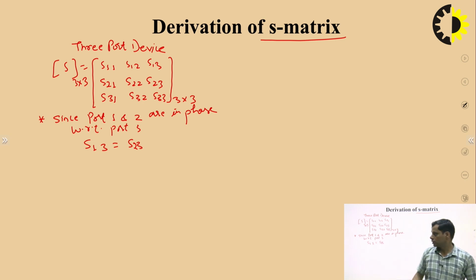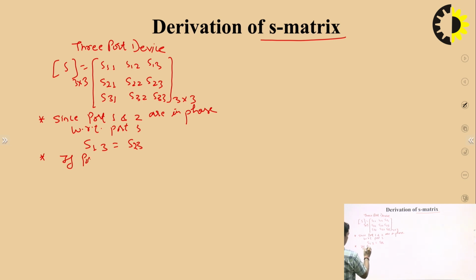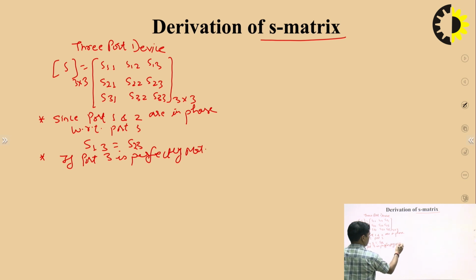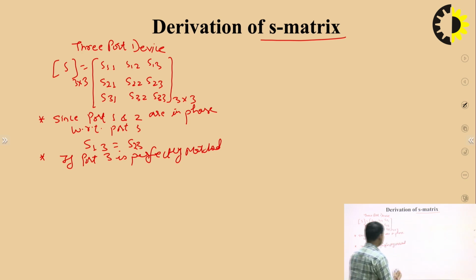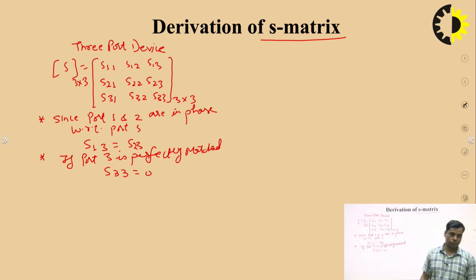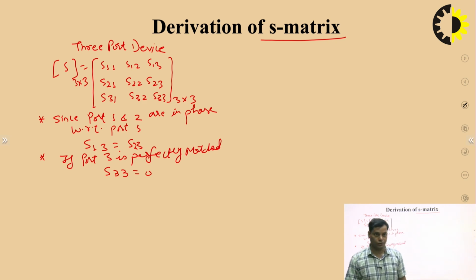Also, the next point to consider: if port 3 is perfectly matched, that means at the main waveguide we connect another port that is perfectly matched, then if we give any power as input here, there should be no reflection at the same point. So the reflection coefficient S33 is equal to 0 here. So these are the two properties of the H plane.